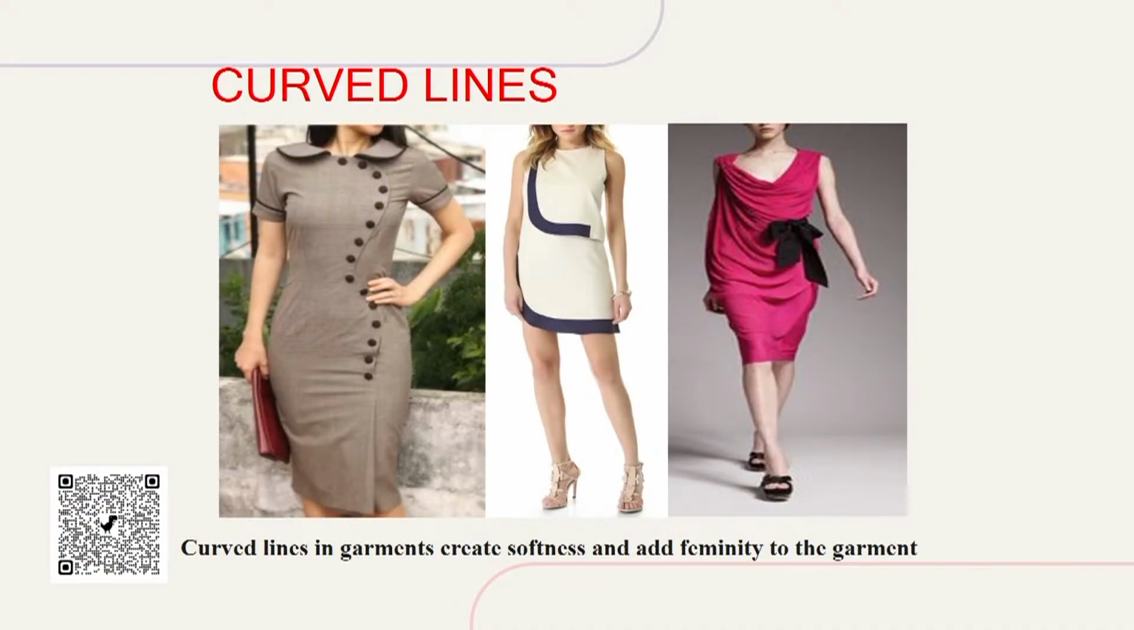Here in the images you will also see how buttons are placed in a curved effect, and therefore they are giving an illusion of curved lines. The second image is also showing how white and black are in contrast and the black line is creating a curved effect. The last image is representing curved lines by cowls on the dress, and therefore it is giving a very soft feel to the garment, and all these garments are mostly enhancing the femininity of the garment.